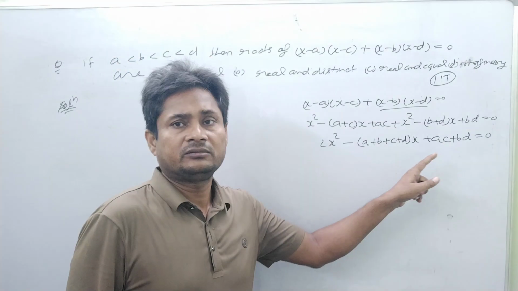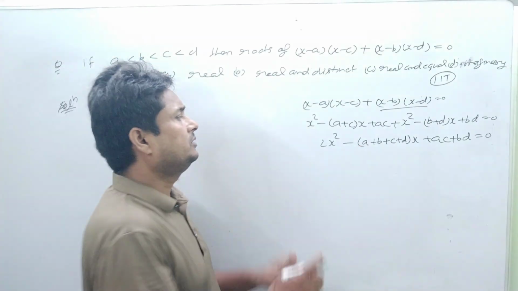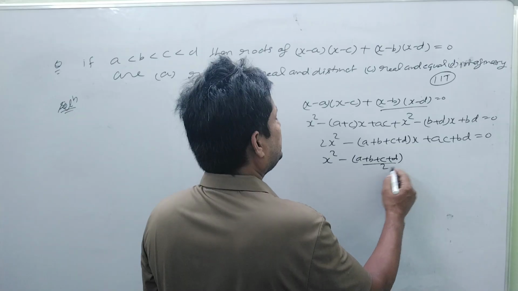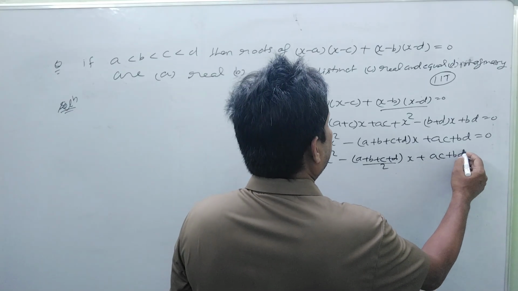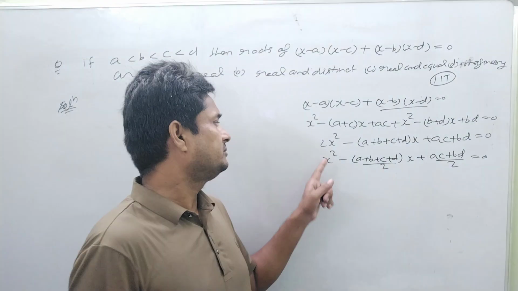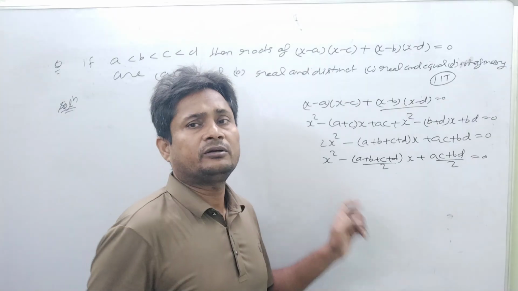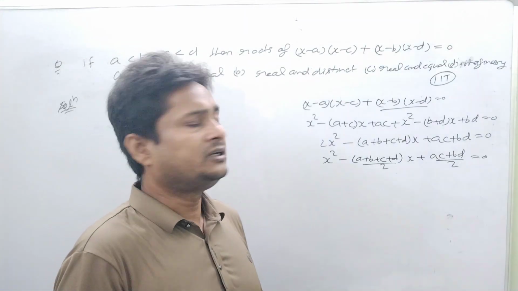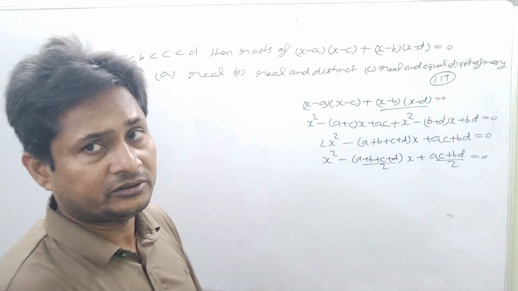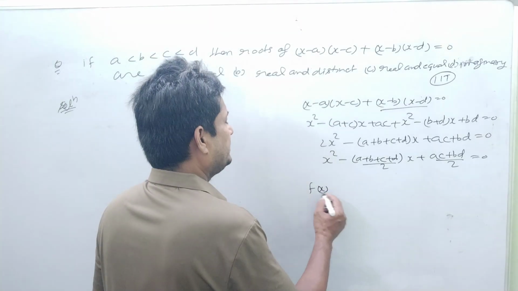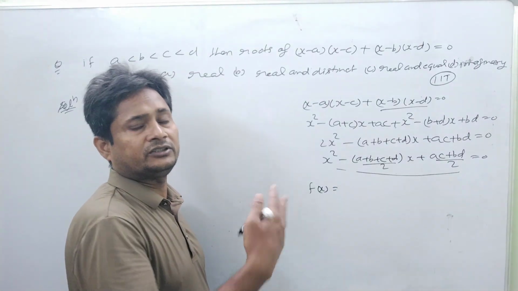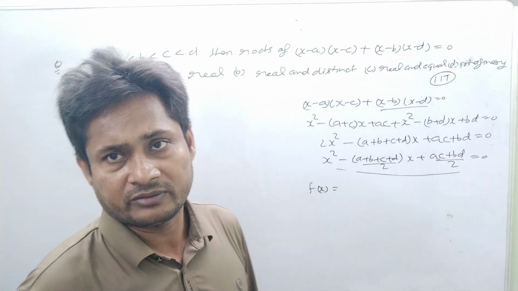Now divide this equation by 2. You will get x square minus ((a plus b plus c plus d) by 2) into x plus (ac plus bd) divided by 2 is equal to 0. I am dividing this, making the coefficient of x square unity. It is easy to draw the graph. Here the coefficient of x square is what? 1. So if you take this whole thing as f(x), the coefficient of x square is positive, so it will always give an upward parabola.